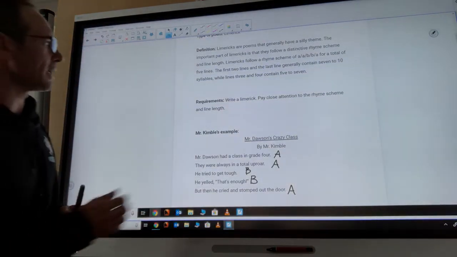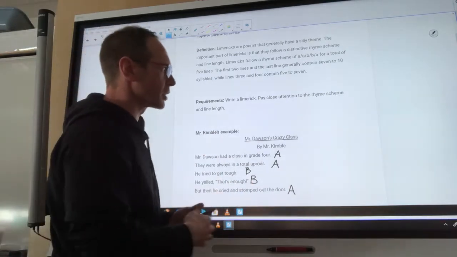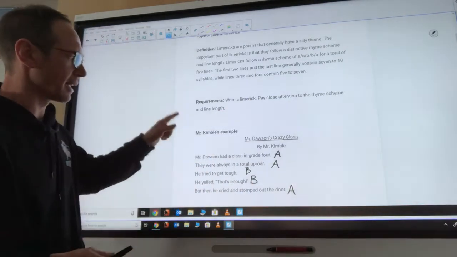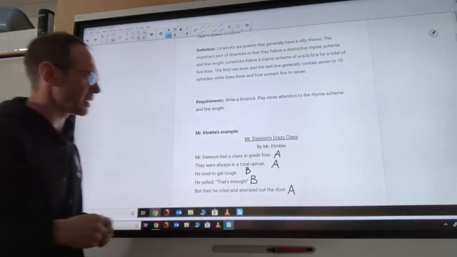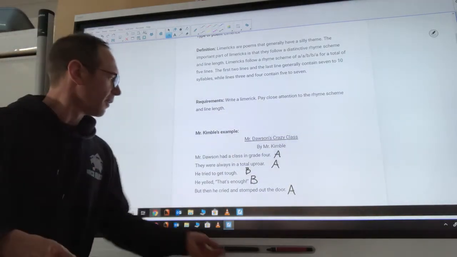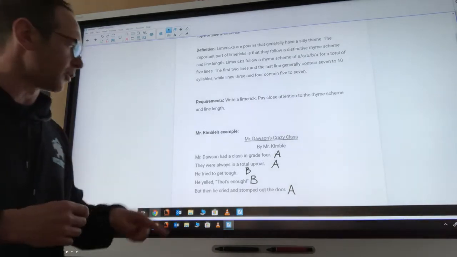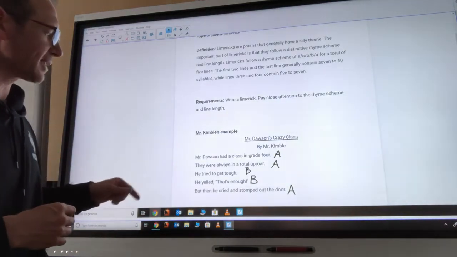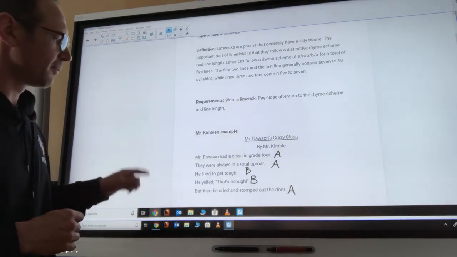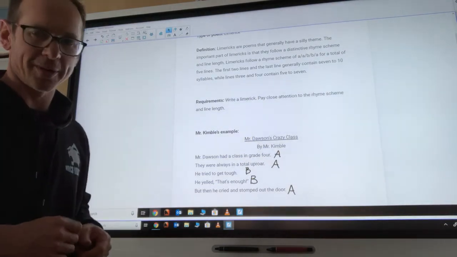Your job is to write a limerick, and pay close attention to the rhyme scheme and the line length. So the example I gave you is this: Mr. Dawson's Crazy Class by Mr. Kimball. Mr. Dawson had a class in grade 4. They were always in a total uproar. He tried to get tough. He yelled, "That's enough," but then he cried and stomped out the door.